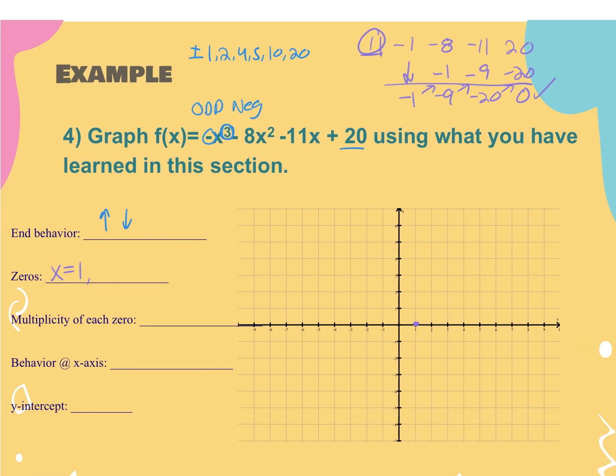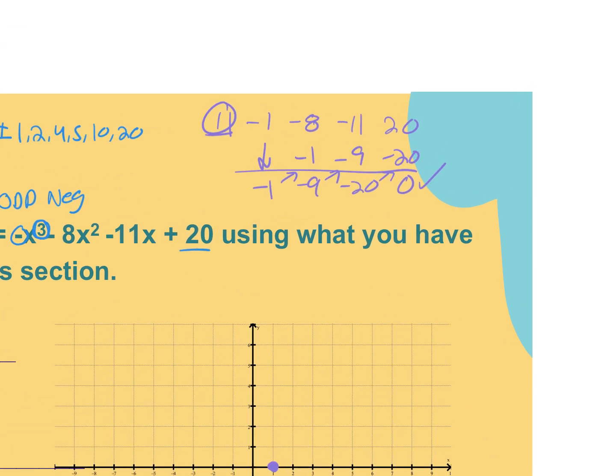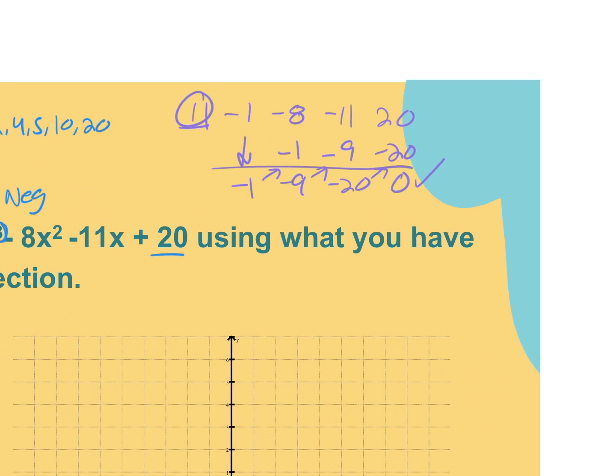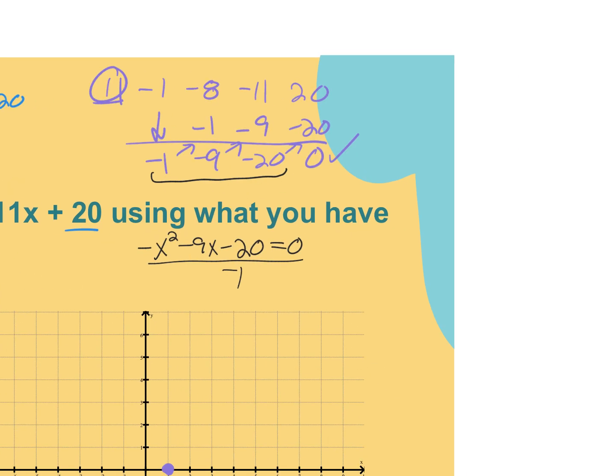I'm going to plot that on the graph, right? Put it right there. And then the next two answers we can get by using these numbers. This is going to get us a negative x squared minus 9x minus 20 equals 0. I don't like that there's a negative in front of the x squared, so I'm going to divide everything by negative 1. All right, and then what that does is that's going to make everything positive. So it's going to be an x squared plus 9x plus 20 equals 0.